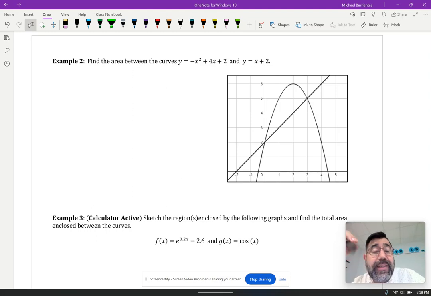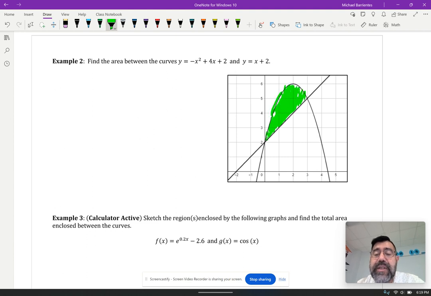We're going to find the area between these two curves, between this parabola and this line. That would be this shaded region right here. The first thing is we need to know, where are the intersection points? Do we know the intersection points? Well, we do. There's one right here, and then there's one right here. So this goes from x equals 0 to x equals 3.